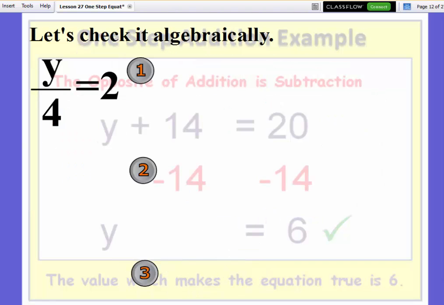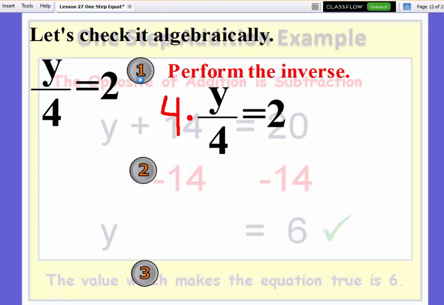We need to check it algebraically. So what I do first to solve algebraically is I perform that inverse. Here my math operation is division, so my inverse is multiplication. I multiply by whatever number is by the variable. Here I see this 4 is by the variable, so I'm going to multiply by 4.